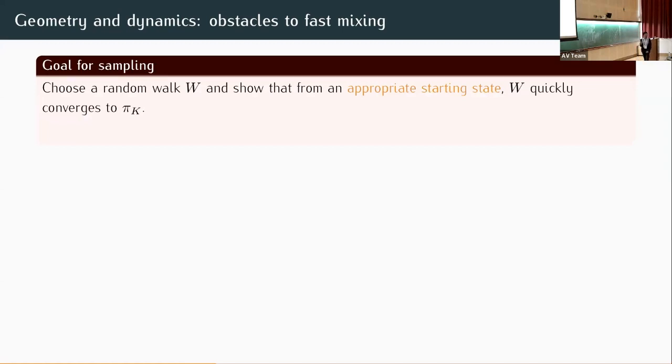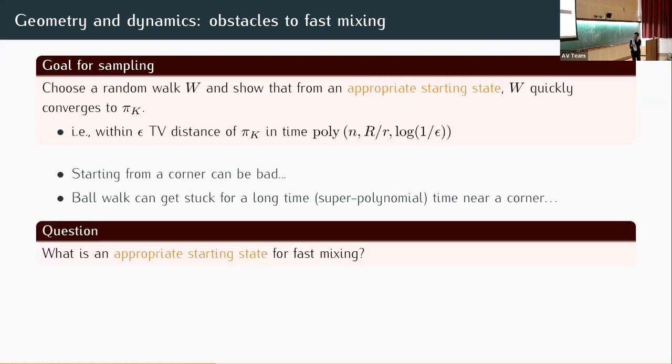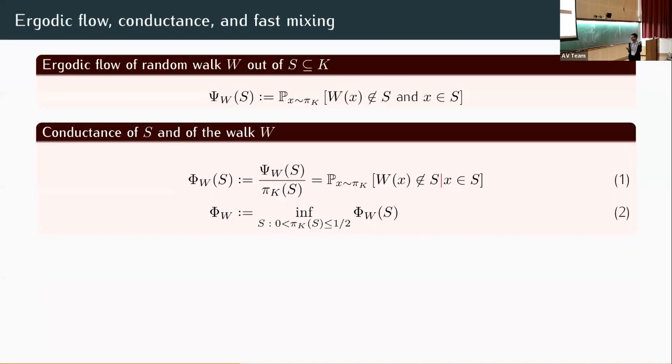So just a bit of a primer for fast mixing. The goal for sampling is for a random walk, and from an appropriate starting state, you want to quickly converge to the stationary distribution. And starting from corners in the case of convex bodies can be bad. So for example, the ball walk can get stuck near a corner. I'll come to that.